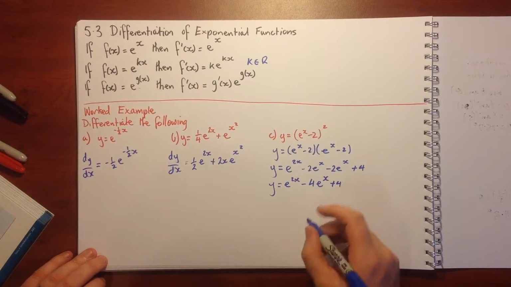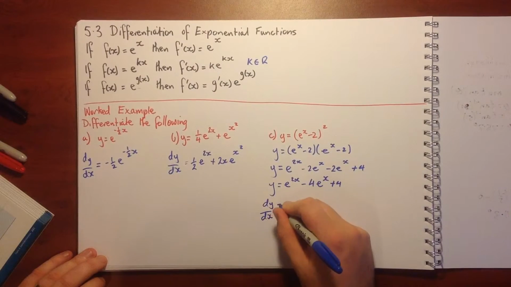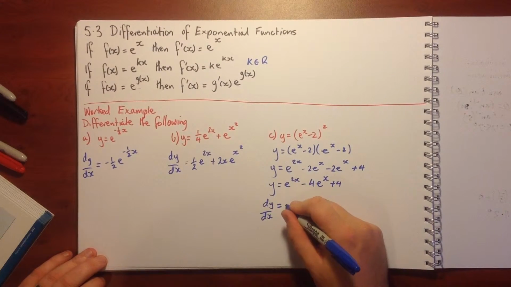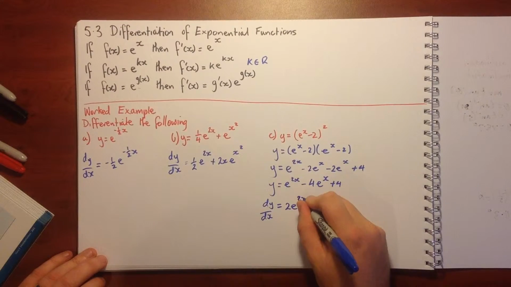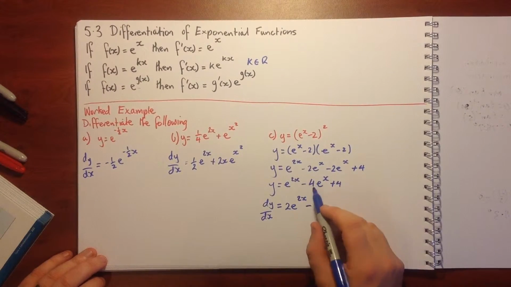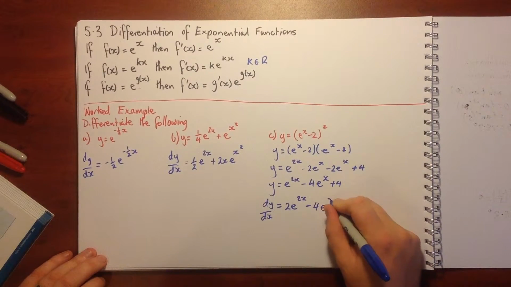Okay, and so we can take the derivative now, so dy dx. Again we've got a constant, so that can come down the front to make it 2e to the 2x. Take away, well, e to the x stays the same, so 4e to the x stays the same, so we get take 4e to the x.